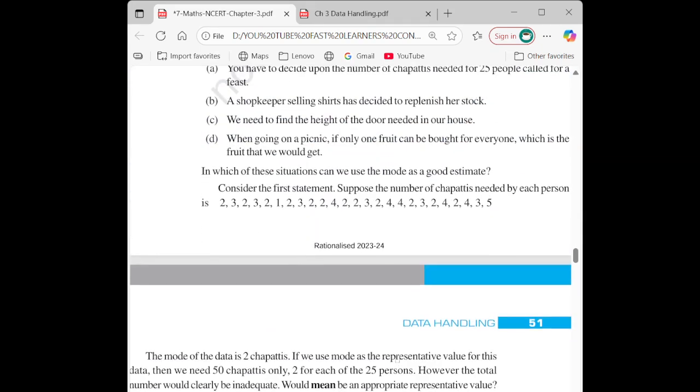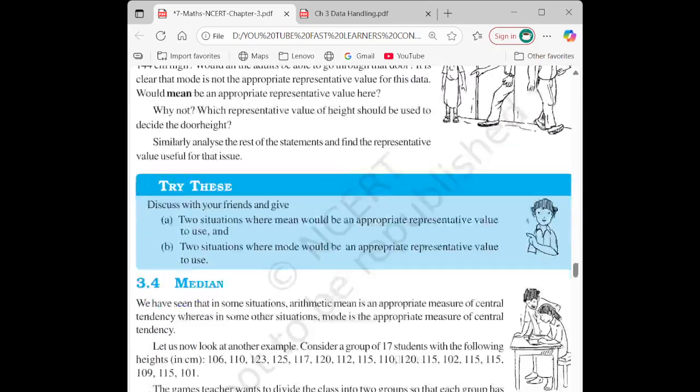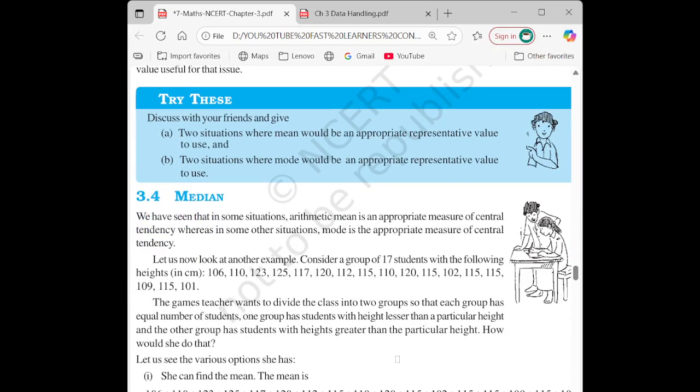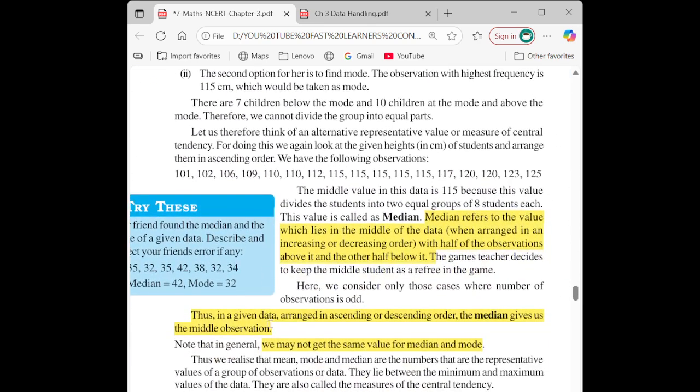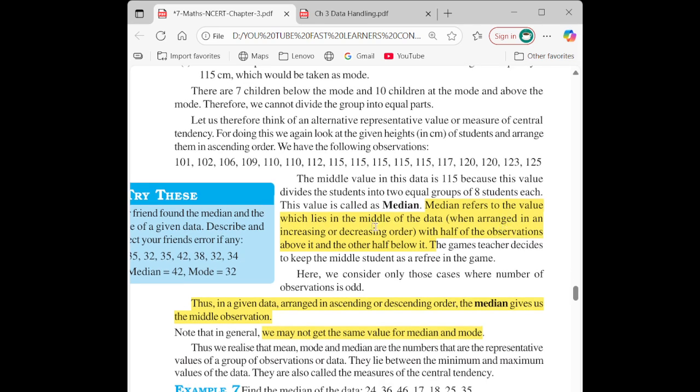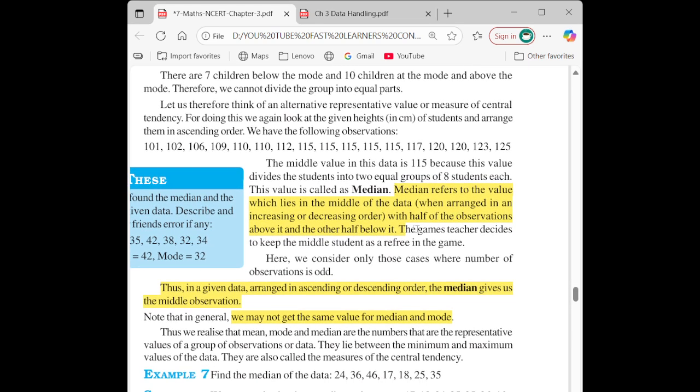Then comes the median of the data. So median is the middlemost observation. Once you arrange the data in ascending or descending order, the observation which comes in the middle is known as the median of the data. So how do you find out the median of the data? Median refers to the value which lies in the middle of the data when arranged in an increasing or decreasing order, with half of the observations above it and the other half below it.